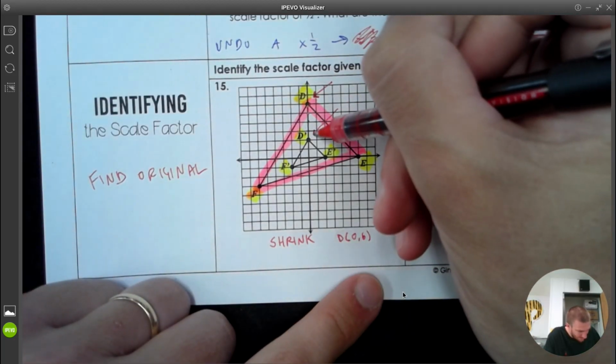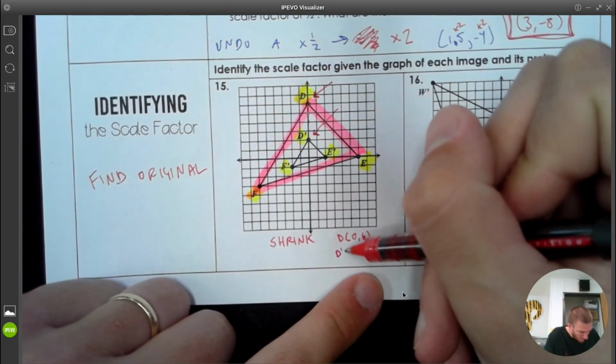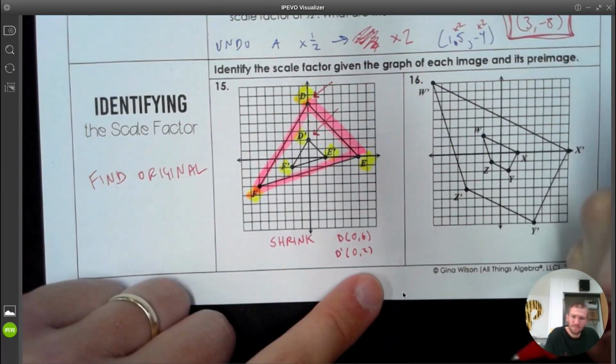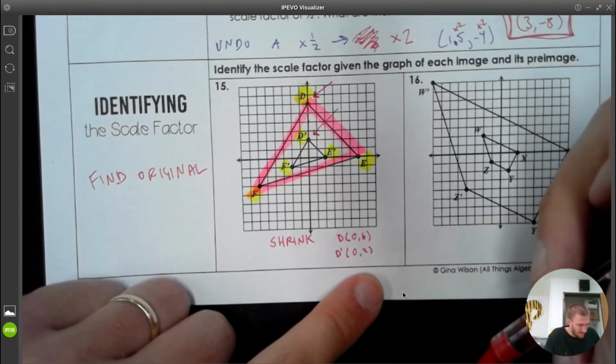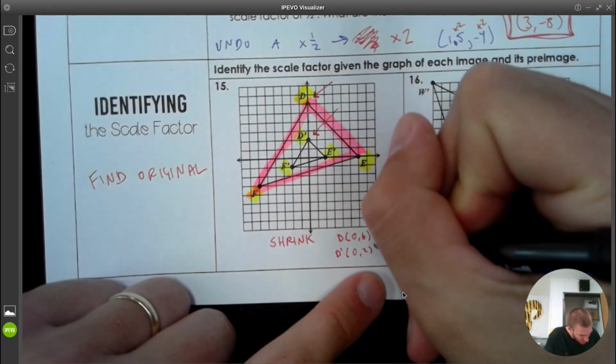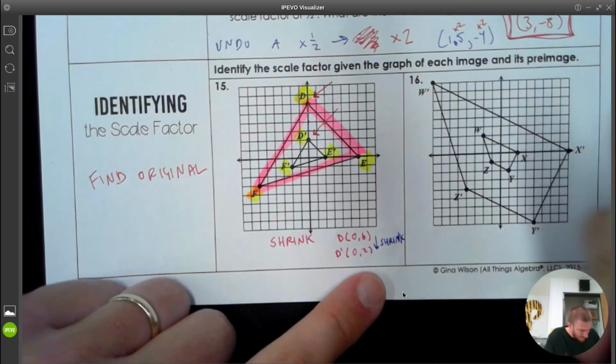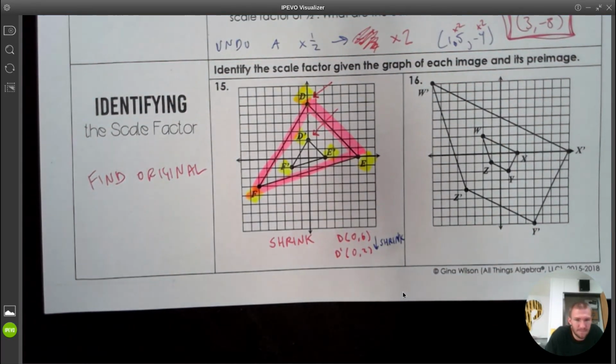I'm going to look at D prime, which is 0, 2. And I'm going to think, how much did it shrink in order to do this? Now I want to be a little bit careful, okay?